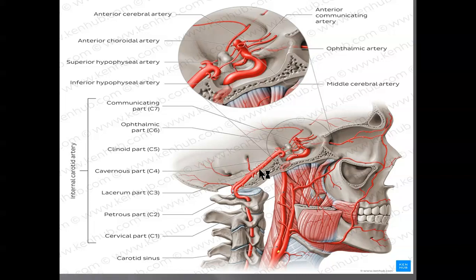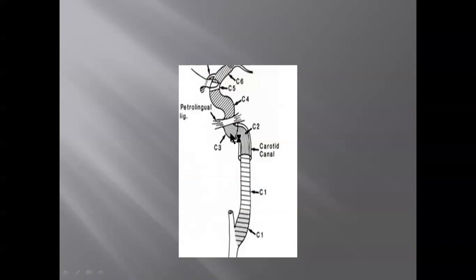Again, the same image representing the cavernous segment over here. Now, as we already discussed, C1 is the cervical segment, C2 the petrous segment, with the carotid canal, and C3 over here is the lacerum segment. So this is the Bouthillier classification. Then we have the petrolingual ligament, and further to the petrolingual ligament till the anterior clinoid process, we have the cavernous segment, which is inside the cavernous sinus.